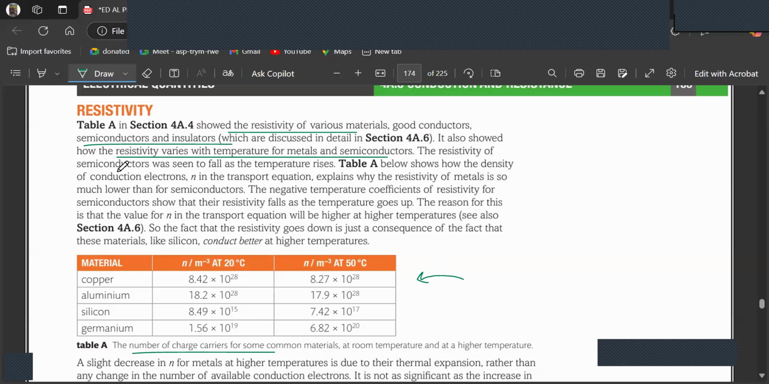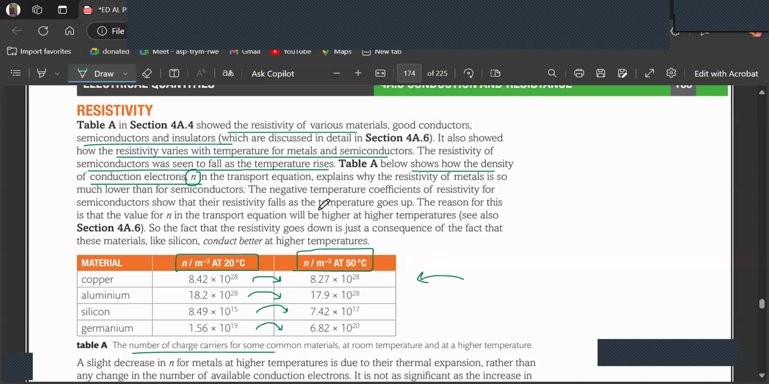The resistivity of the semiconductors was seen to fall as the temperature rises, but table A below shows how the density of the conduction electrons, N, in the transport equation changes as well. You can see that at 20 degrees Celsius and at 50 degrees Celsius, how do they change? They are decreasing. When the temperature was increased, all of them decreased.